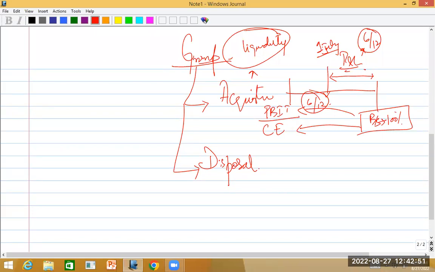Similarly, if you are acquiring a new business, in consolidation we have studied that it's not compulsory that the parent and subsidiary must work in the same industry. They can work in different industries. So if the parent company is a manufacturing concern and the subsidiary company is a bank that we have acquired, it will be difficult for the parent company to manage the business of the subsidiary because it's a new industry.